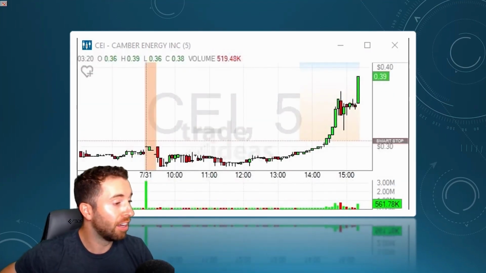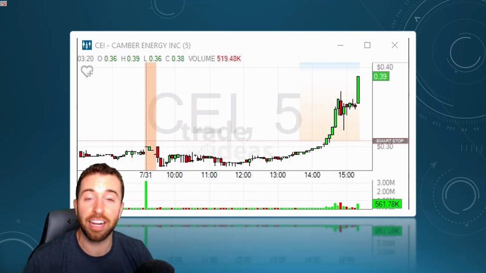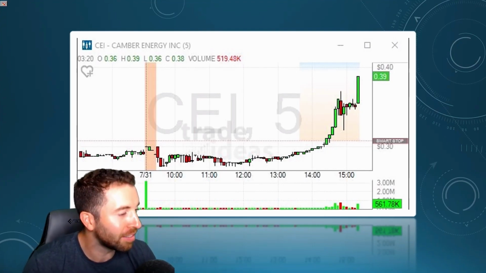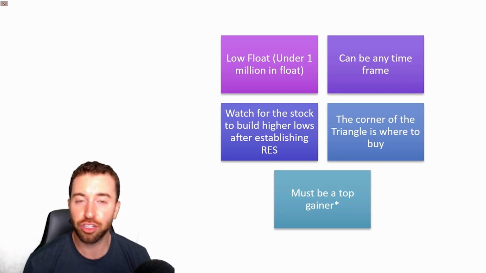Here's CEI, very big spike, consolidation. Traders are again saying which way is it going to go. Breaks through top resistance, breaking up resistance. We get our monster move here. This is the ascending triangle pattern.